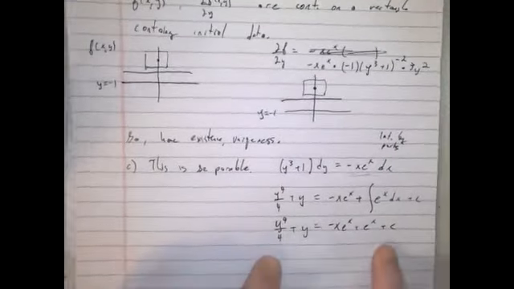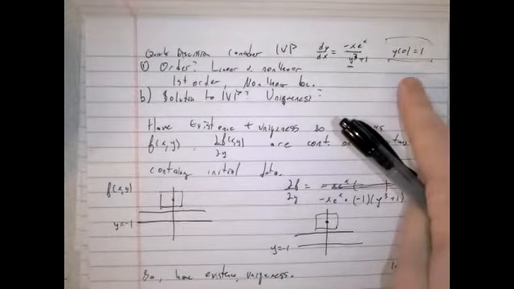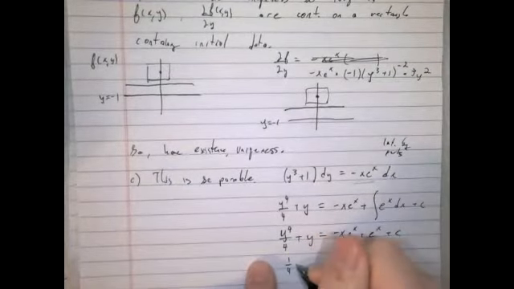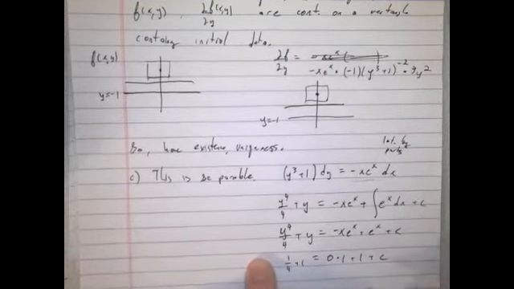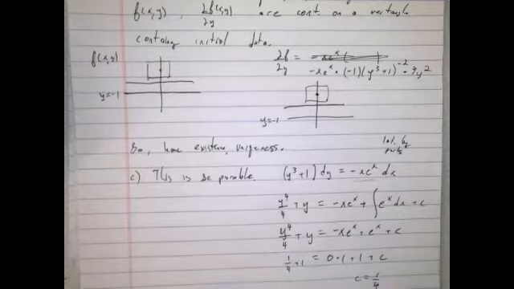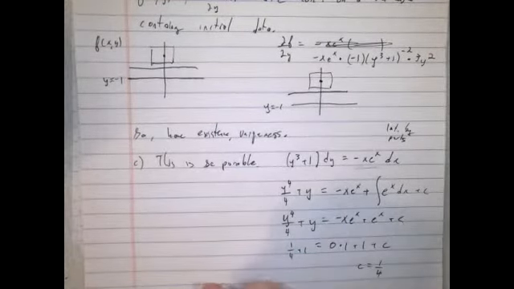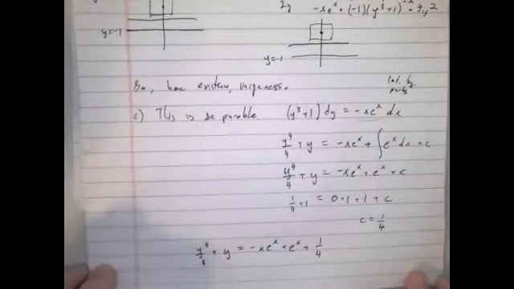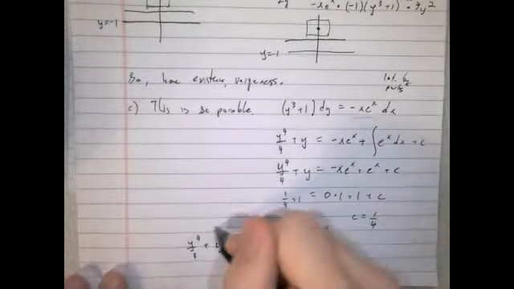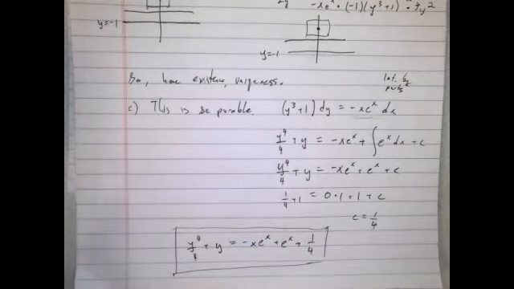So this is the general form of the solution to this differential equation. And then the full solution requires me to solve the IVP, which means I need to actually plug in y being equal to 1. So I'll get 1 fourth plus 1 is equal to 0 times 1 plus 1 plus c. So we find that c has to be equal to 1 fourth. And then the final answer here is y to the fourth over 4 plus y is equal to negative x e to the x plus e to the x plus 1 fourth. Or if you choose to move things over to different sides, that's fine. But this is the equation which implicitly gives our solution.